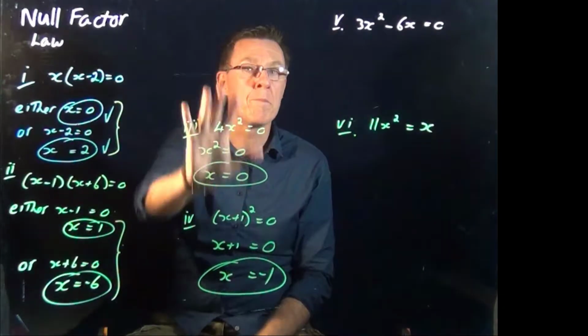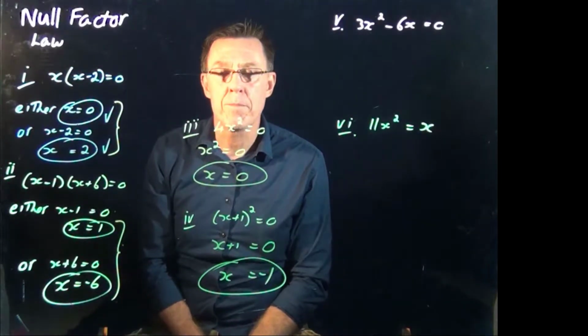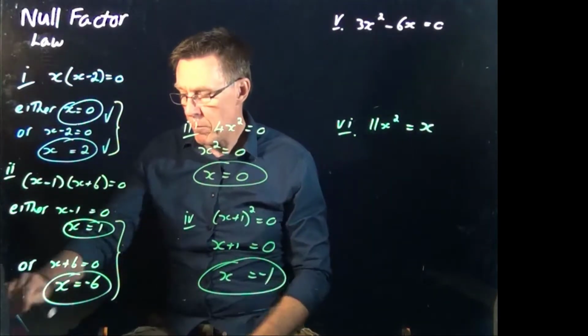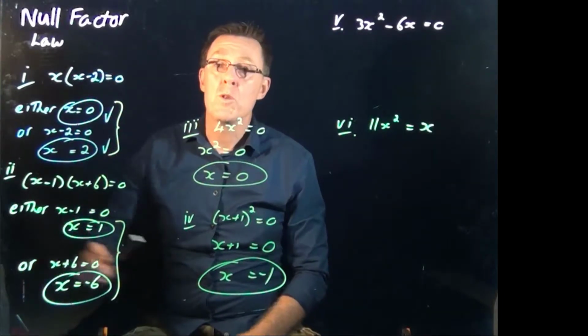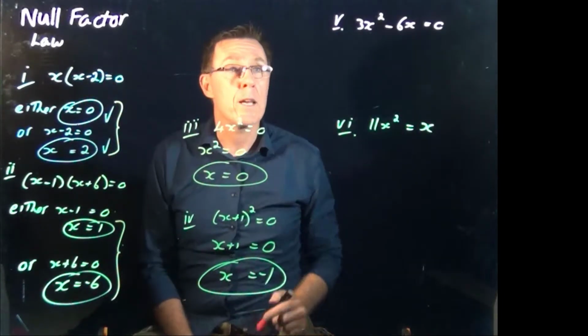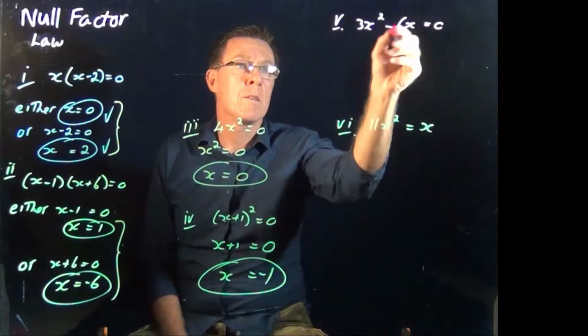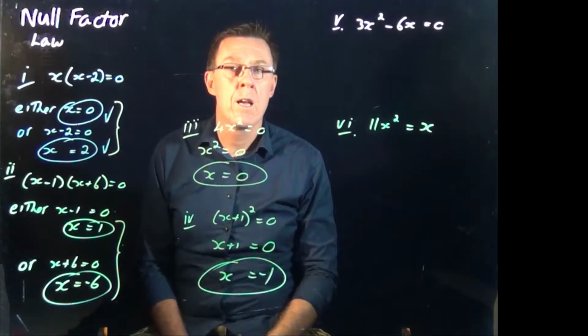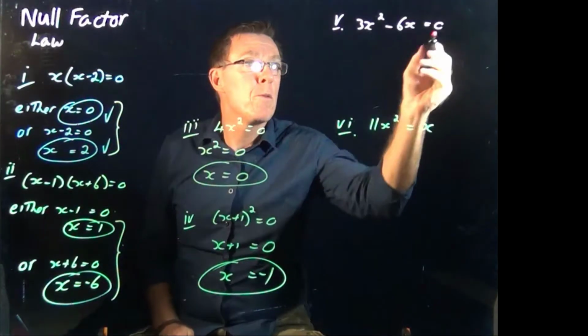They've all just been two numbers multiplied together. Now, question number 5. I haven't got two numbers multiplied together. I've got two numbers added together. 3x squared and negative 6x. Now, just a little bit of a word of warning here.